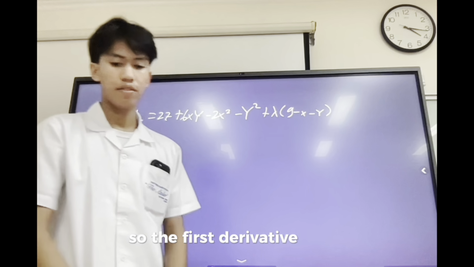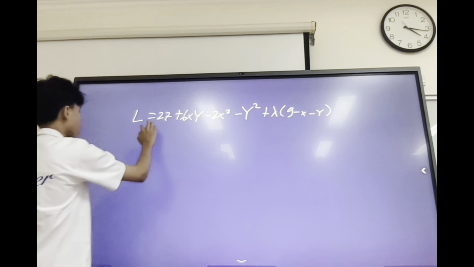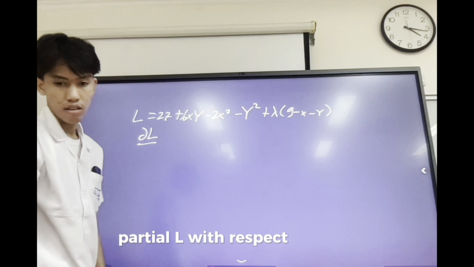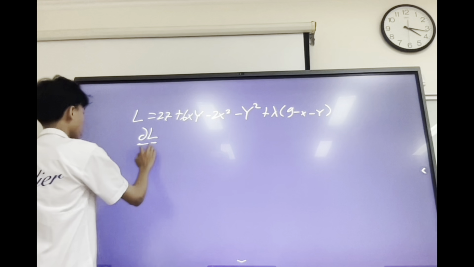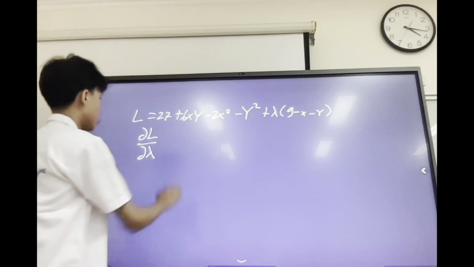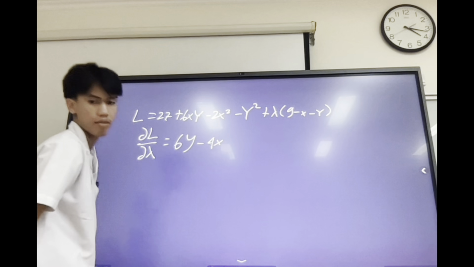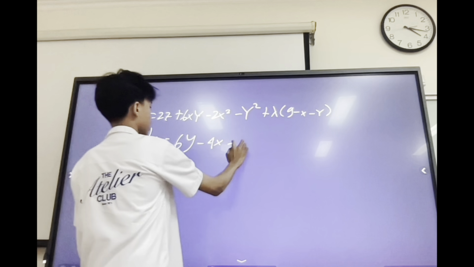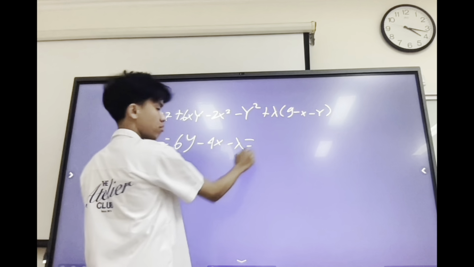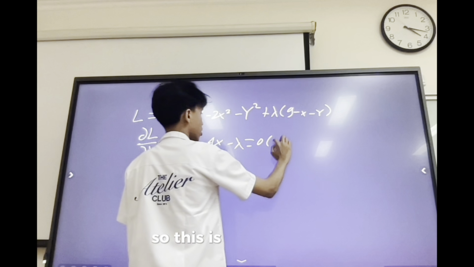Okay, so the first derivative is with respect to x. Partial L with respect to x equals 6y minus 4x plus lambda equals 0. So this is equation 1.